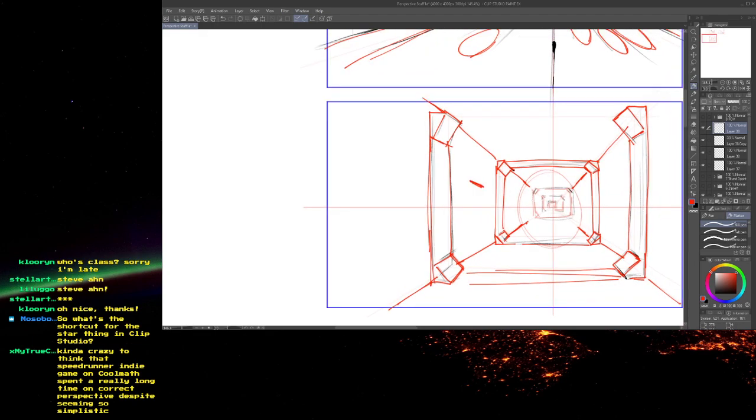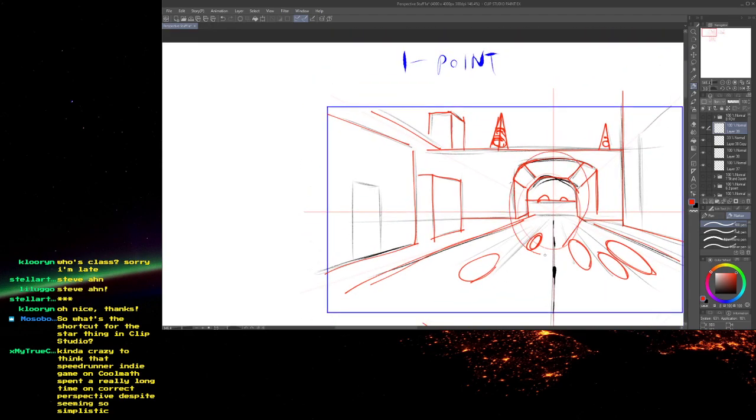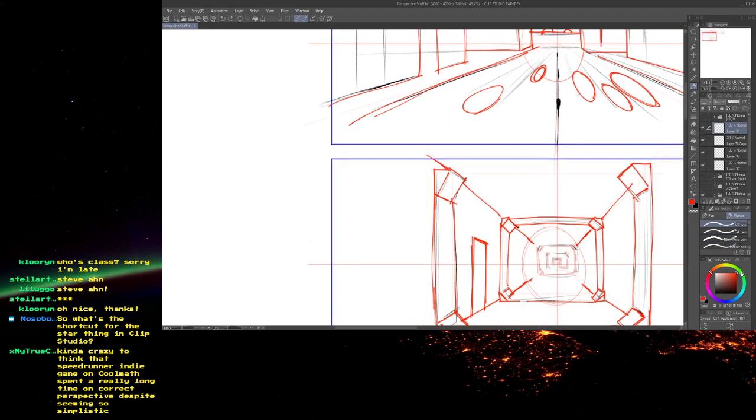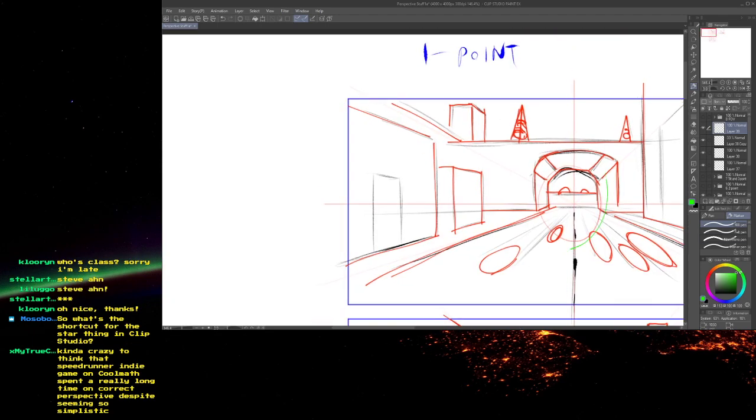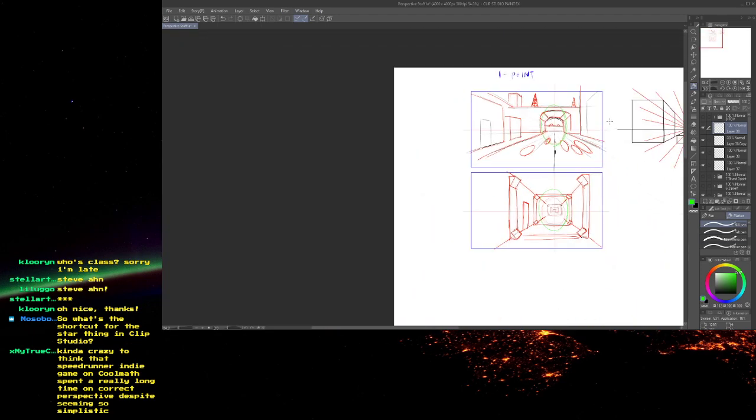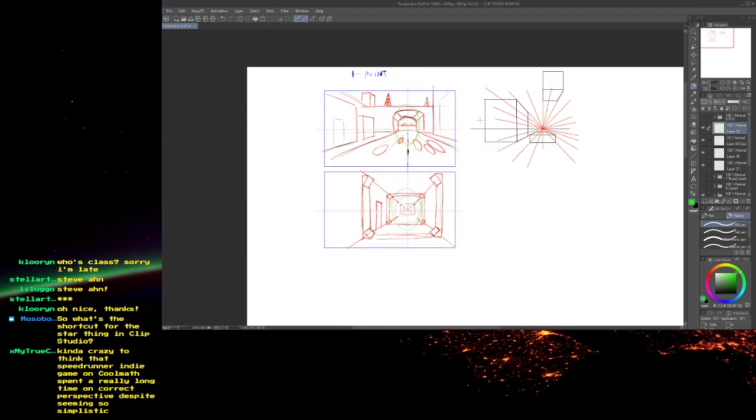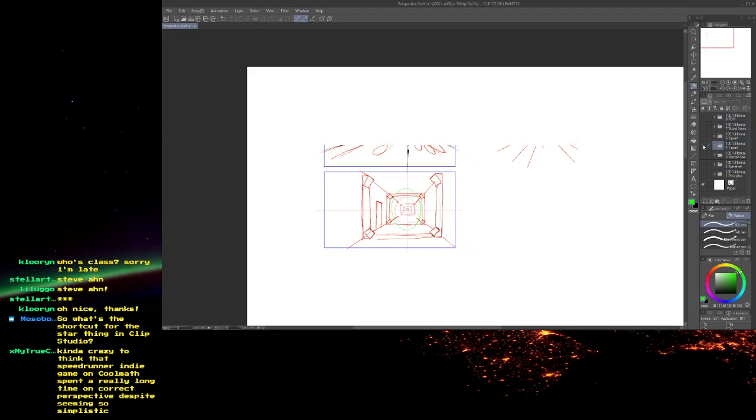Let's maybe put a door here. Yeah, the center of focus is this area back here. Center focus is this area here. So you color code that. So that area. So that's 1 point perspective. We're going to throw this in the 1 point folder here. I organize my folders. How about that?